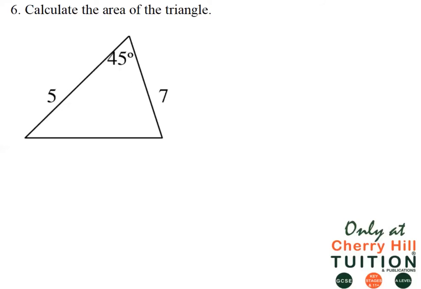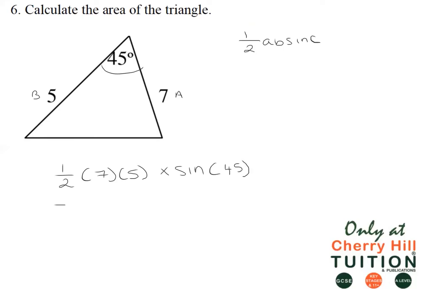Question 6, calculate the area of the triangle. So it's non-right angled, so we need to write down our formula. This is A, this is B, and this is C. So again, all we do is we plug in our values. A half multiplied by A, which is 7, multiplied by 5, which is your B, multiplied by sine of C, which is 45 degrees. And this is equal to 0.5 multiplied by 7 multiplied by 5 multiplied by sine of 45. You should get an answer of 12.37 units squared.